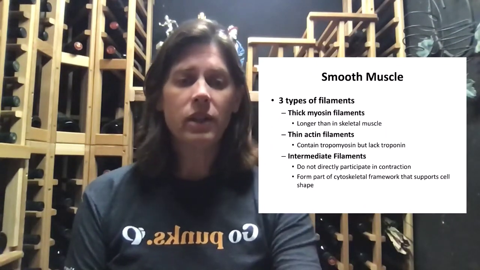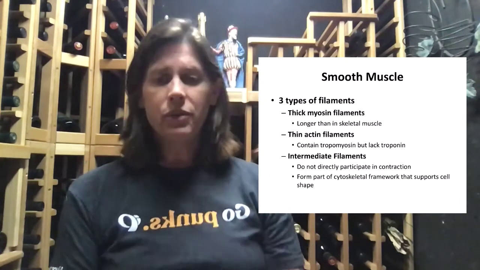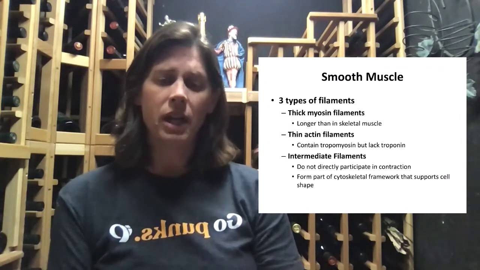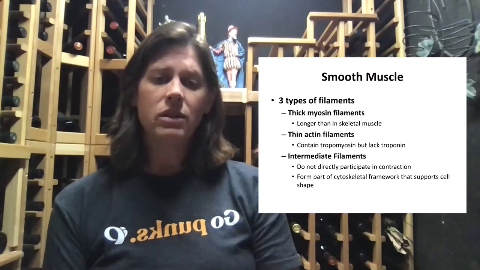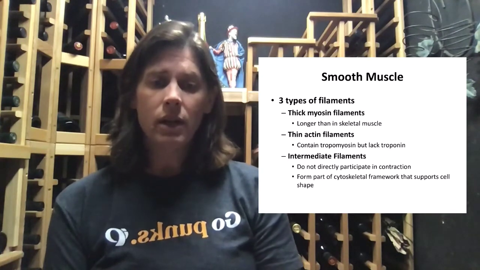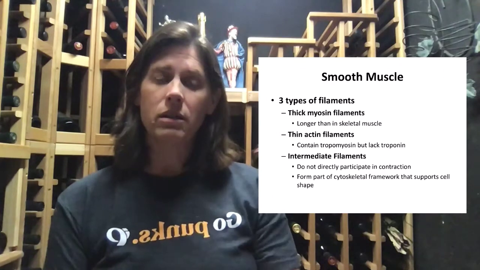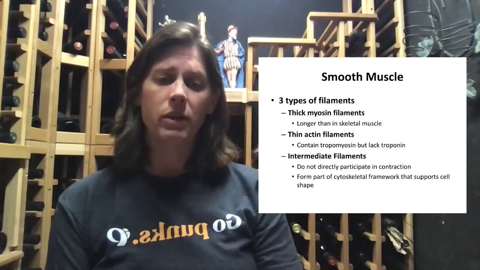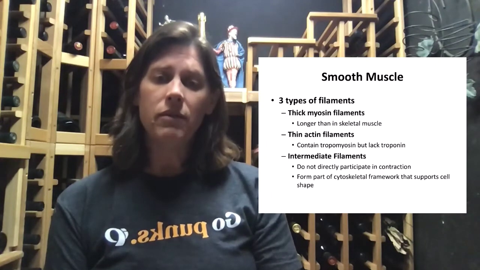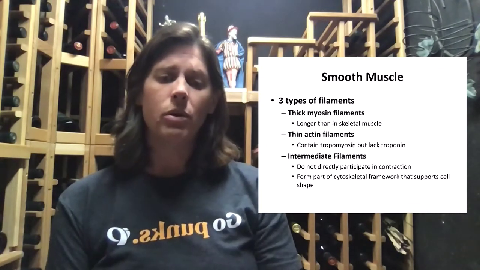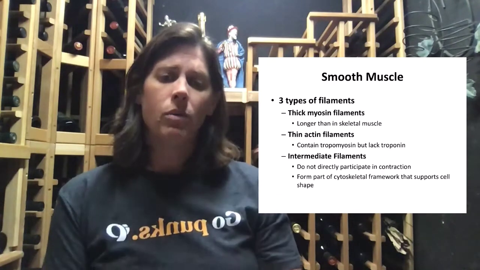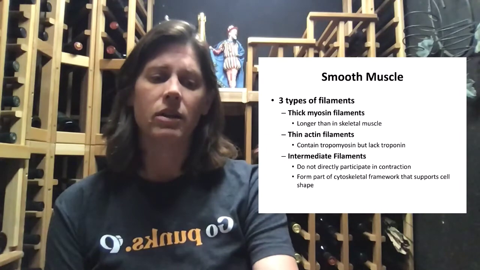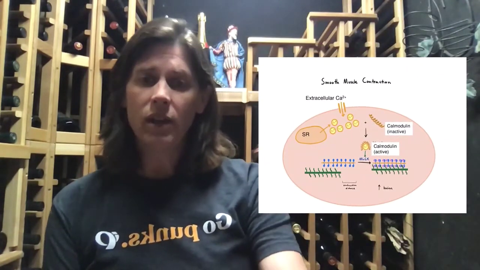Okay. First, let's remind ourselves of the different types of filaments, and most of them are the same as in skeletal muscle. So you still have your myosin filaments that are bundled together, and these are referred to as the thick filaments. You still have actin filaments, and these are thin. However, there's no troponin. Troponin is not the molecule that's controlling the cross-bridging here. So no troponin in smooth muscle. And then the intermediate filaments are those that I mentioned that help form the cytoskeletal framework and support the shape within there. They're not directly participating in the contraction, so we're not really going to talk about those in the contraction cycle.